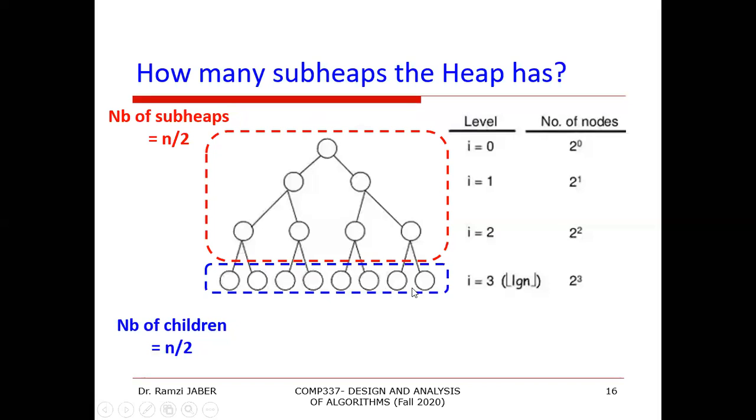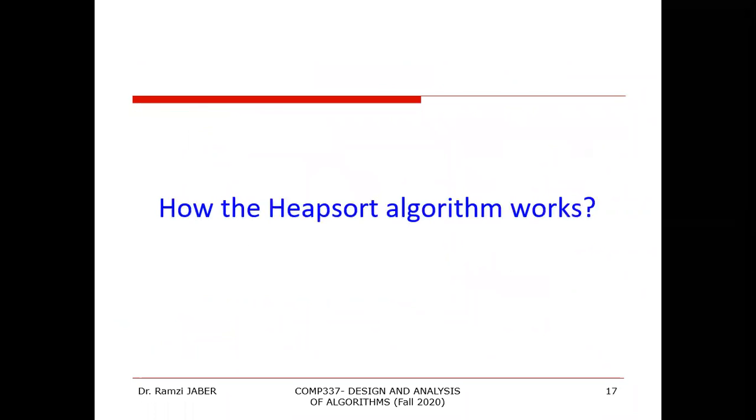Okay, the last level, for height equals 0. So we will use this in the equation later. Remember this. We'll use it in the algorithm, starting from n over 2. Any question here? Okay, let's begin. How the Heapsort algorithm works.